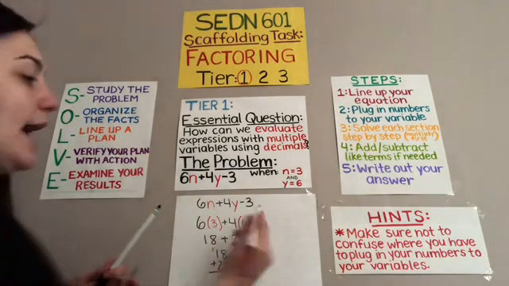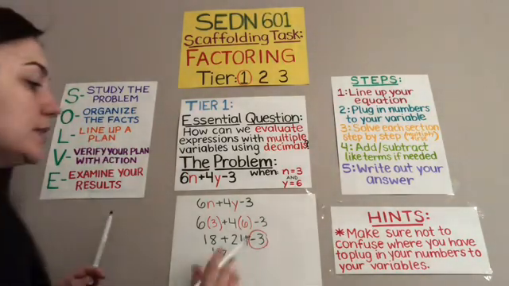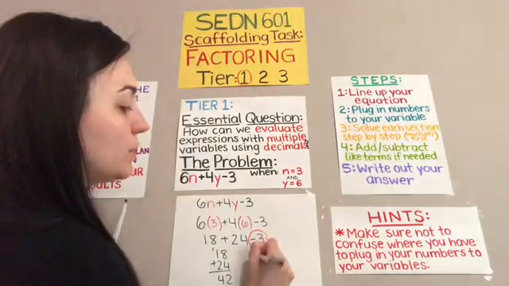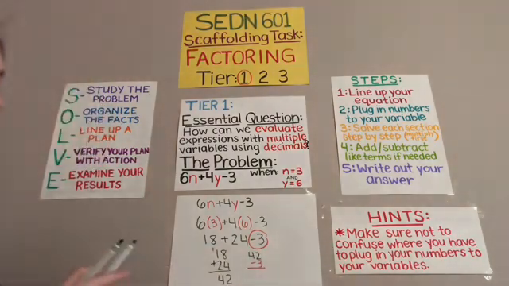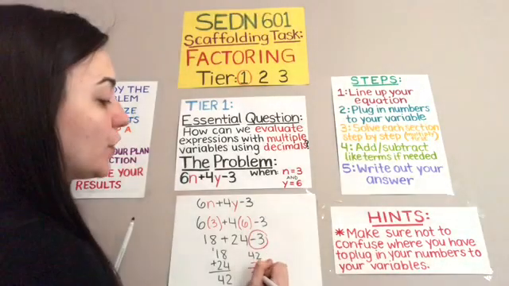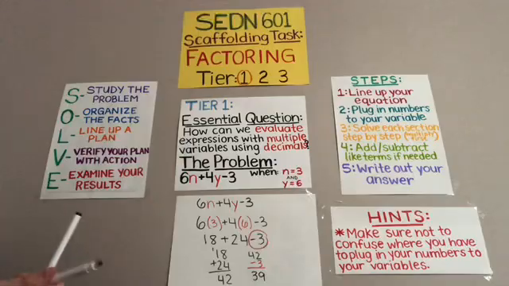We still have the minus 3. We're going to bring this up a little bit. So we're going to have 42. And then we're going to subtract 3. So 42 minus 3 would be 39. And that's how you get this answer in tier 1.